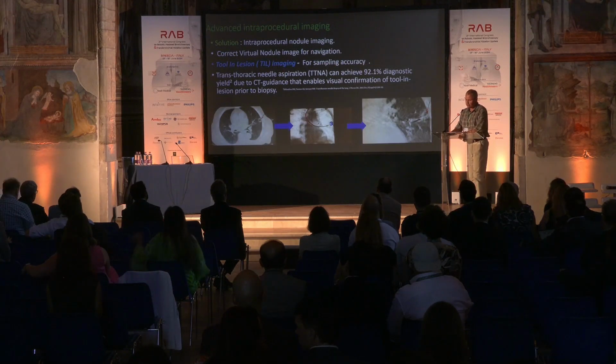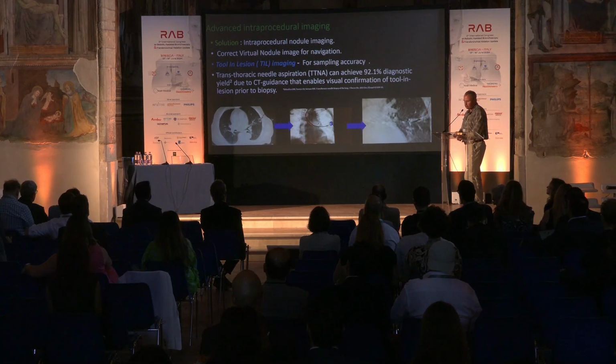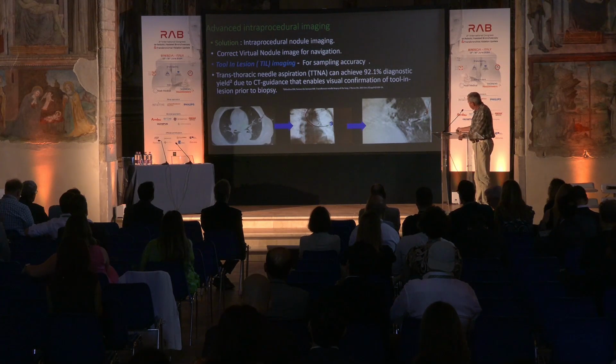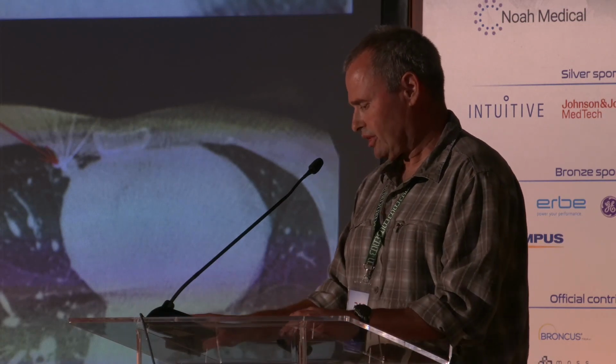So the solution is intraprocedural nodule imaging to correct the nodule image for navigation, and most important, to show tool and lesion, or TIL, imaging for sampling accuracy. You can see here the virtual nodule, and here the nodule with the tool, a slim scope in this case, on the nodule. So augmented fluoroscopy and tool and lesion are the two most important parts of intraprocedural advanced imaging.